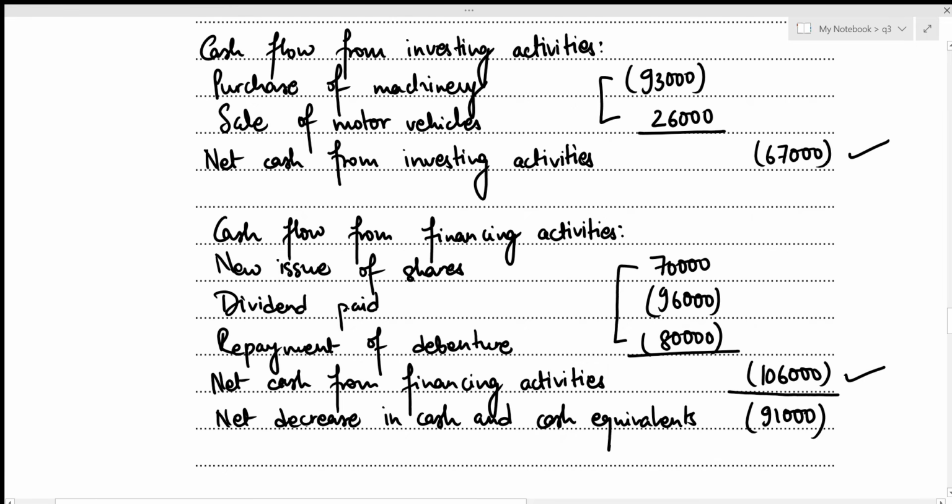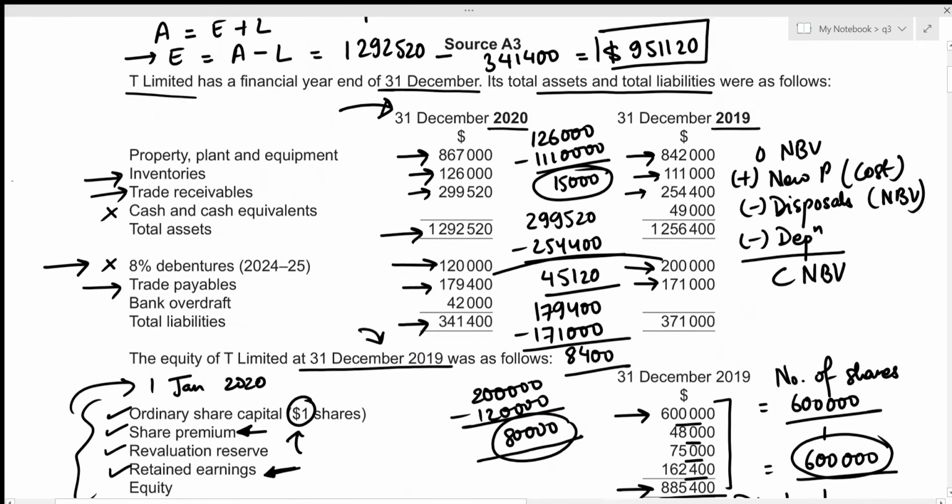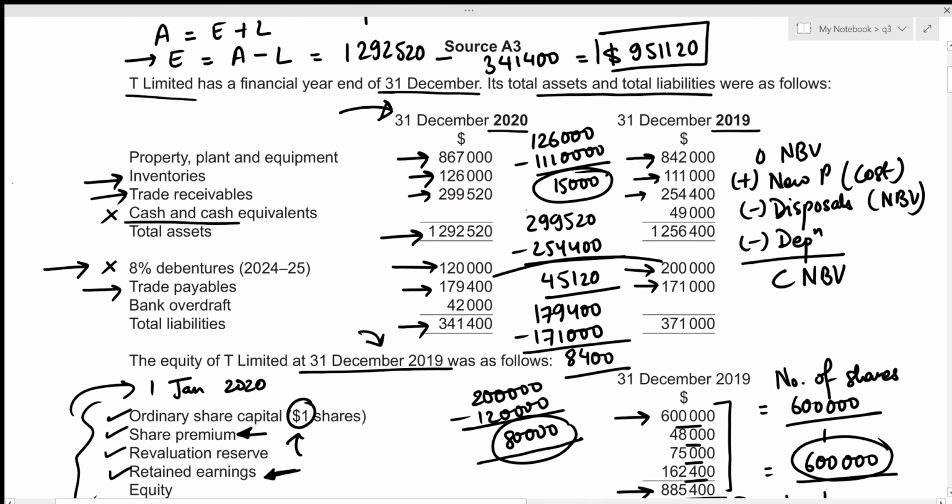Now the next step would be to add our opening cash and cash equivalents. So that's the opening balance of cash and cash equivalents. And this will give our closing cash and cash equivalents. Let's have a look above to figure out our opening cash balance. Okay, right here we can see our cash and cash equivalents, and opening would be for 31st December 2019, which amounted to 49,000. Let's write it down.